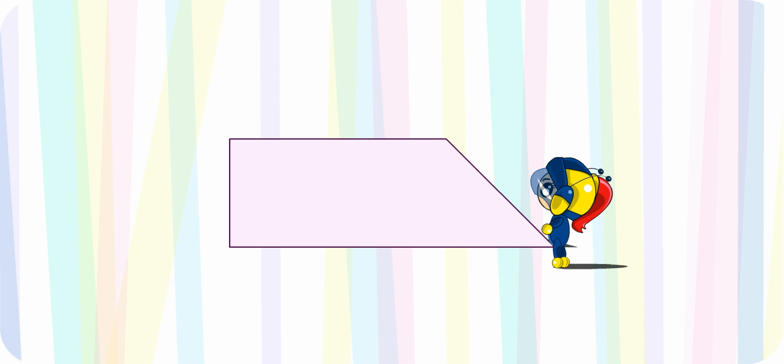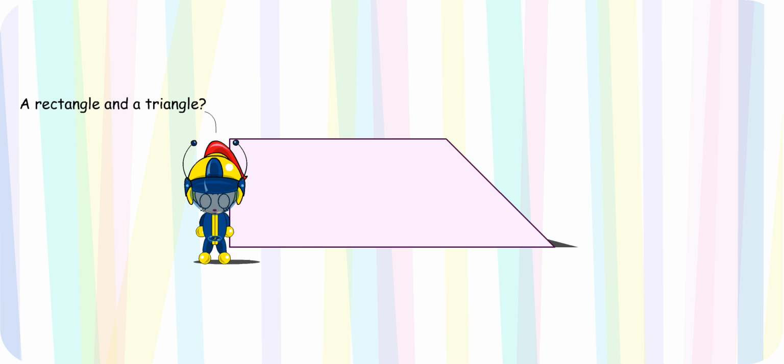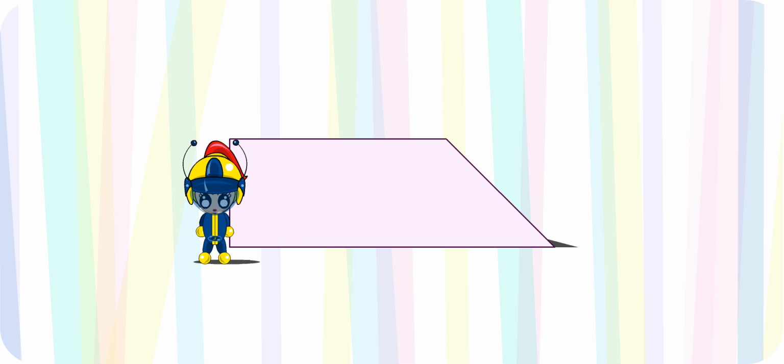We are now going to learn how to divide a composite figure into the basic shapes. Look at the figure. Turbo Girl, do you know what shapes make up the figure? Yes, it is made up of a rectangle and a triangle. Right. Turbo Girl, can you show us how to divide the composite figure into the rectangle and triangle? Okay.